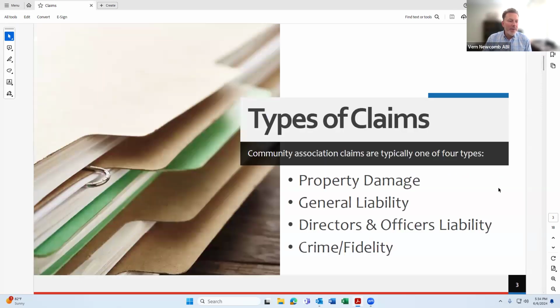When it comes to community associations, there are 4 types of claims that we deal with typically: property damage, general liability, directors and officers, and crime and fidelity. And we'll touch base on all 4 of those.